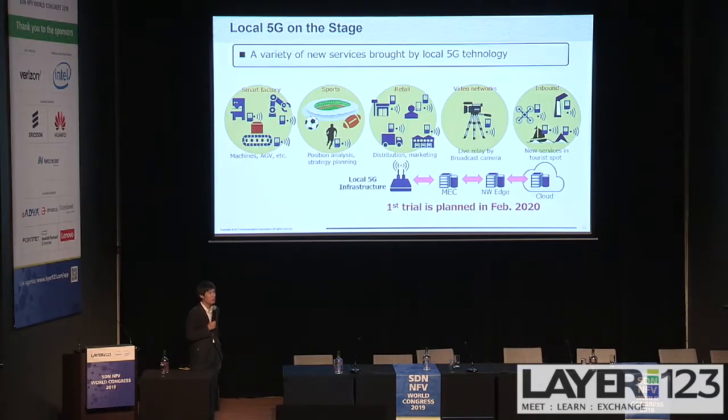I just talked about the smart factory use case, but I think the application of local 5G can be expanded to many domains. Just like I show here as an example, it can be in the sports industry. It can help with positioning, analysis, and strategy planning, and it can also help retail with distribution and marketing. So the use case here will be a very potential benefit to a variety of customers.